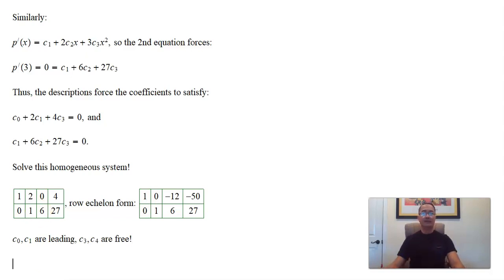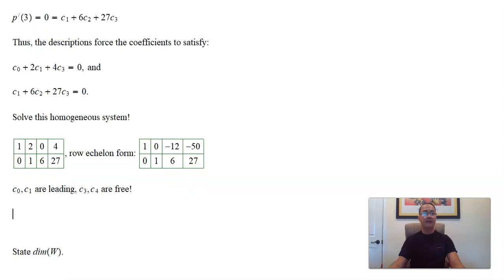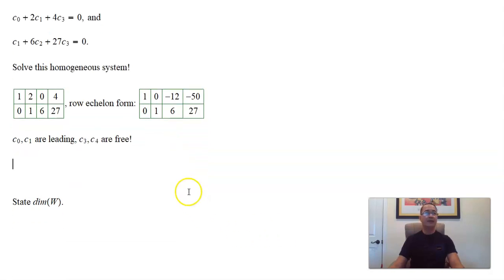So we know what to do. Solve for the leading variables in terms of free variables. So C0 equals 12C3 plus 50C4. And who is C1? C1 must be negative 6C3 plus, no, minus 27C4.